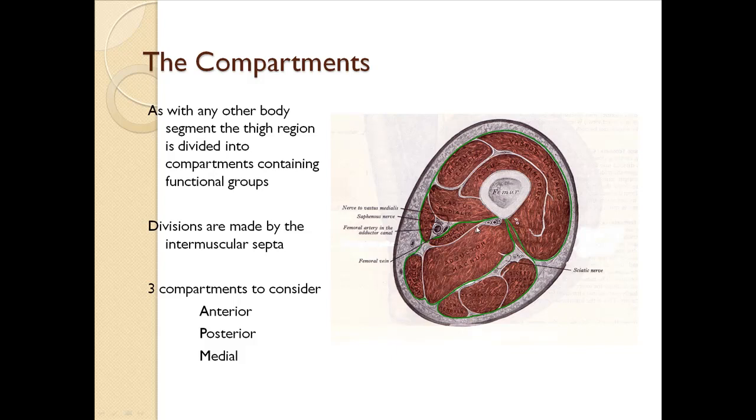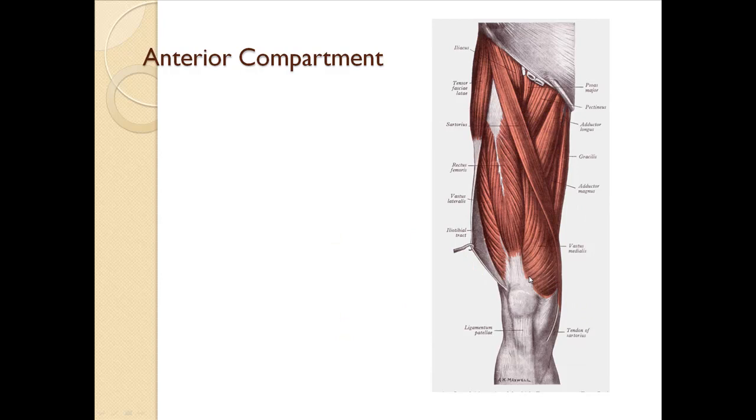So here we have the anterior compartment. This is the anterior portion of the thigh, which contains the quadriceps. Over here we have the medial compartment, which contains the adductors, and over here we have the hamstring group, the posterior compartment. So starting with the anterior compartment, this is formed by the quadriceps group and this long slip of a muscle here, sartorius.